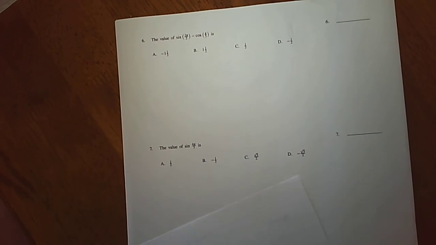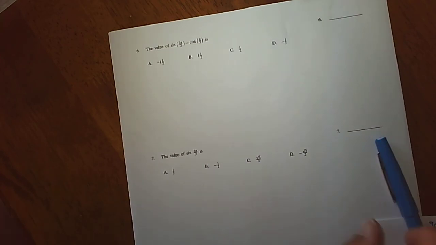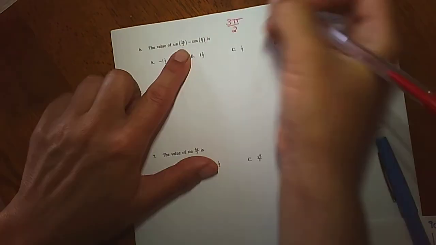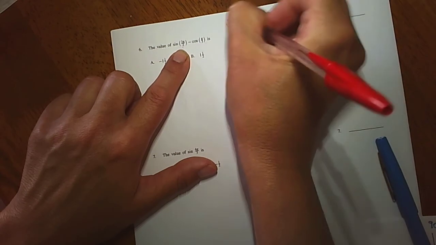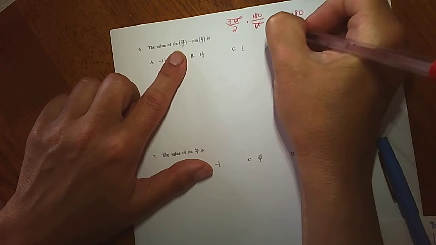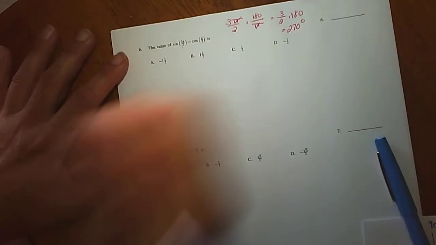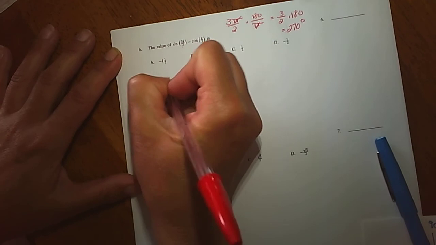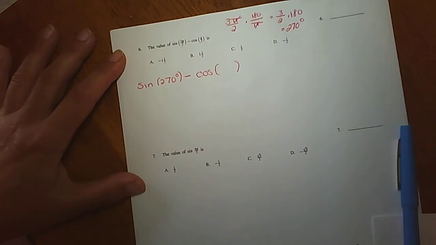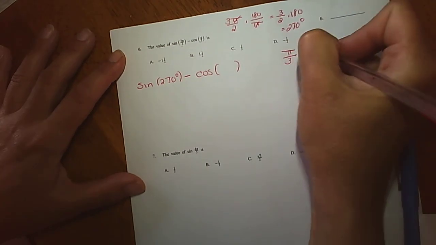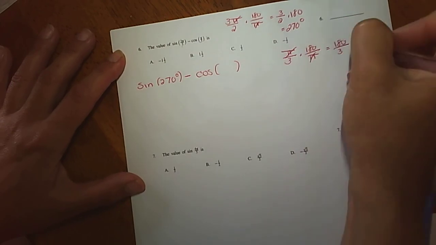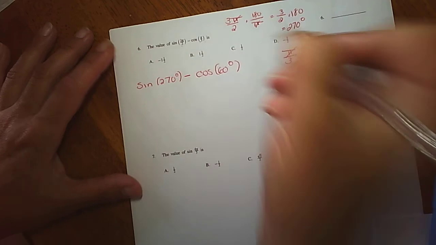So let's take a look at number 6 now. The first thing we know is with number 6, it's in radian form. So I'm going to take 3 pi over 2 and multiply it by 180 over pi. Pi's cancel. So that makes 3 over 2 times 180, and that makes 270 degrees when you put that in your calculator. So the first thing we need to do is find sine 270 and then subtract away from it cosine of pi over 3. Converting, pi over 3 times 180 over pi, pi's cancel, I get 180 over 3. That's 60 degrees.